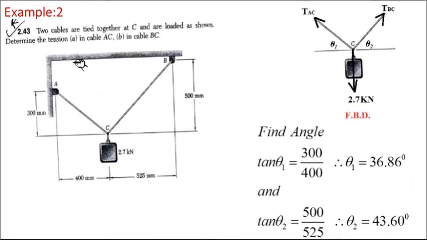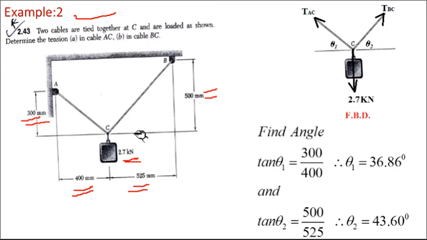Now see the second problem. It is from your question bank, problem number 2.43. So here there is one weight, 2.7 kilonewton. Here distances are given: 400 mm, 525 mm, this is 500 mm, and this one is 300 mm. So these distances are given to know the angles.